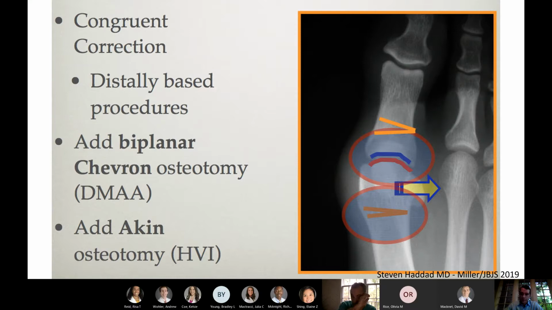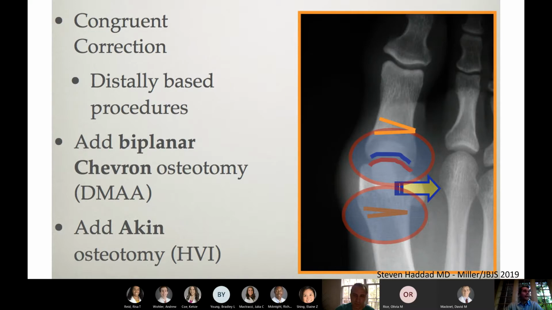So congruent correction. This is an interesting one. These are Haddad slides from the Miller Review, Sean. Yeah, I looked at them this morning.